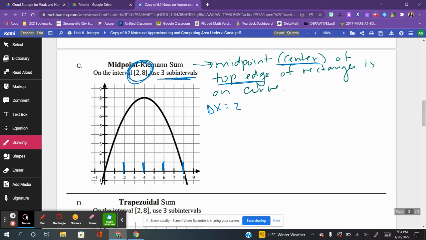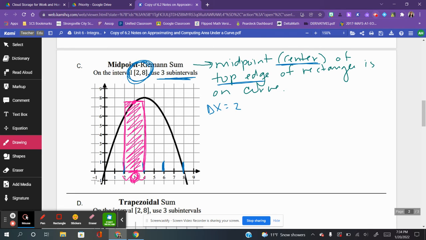What that means is that I need to locate the center of this subinterval, and the center of this subinterval is 3. So I'm going to go up and look at the point on the curve when that middle x value is 3. Then I'm going to draw my rectangle so that I still have a width of 2. It's just that the center of that rectangle is what's on the curve. You can see I got a little bit of under, but a little bit of over, so it kind of balances things out a little bit.